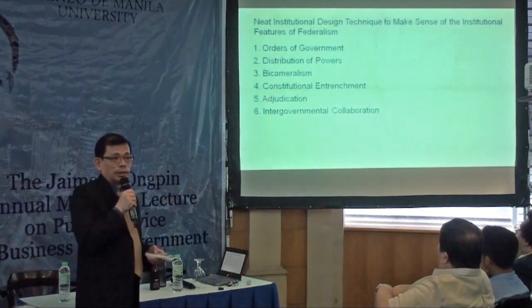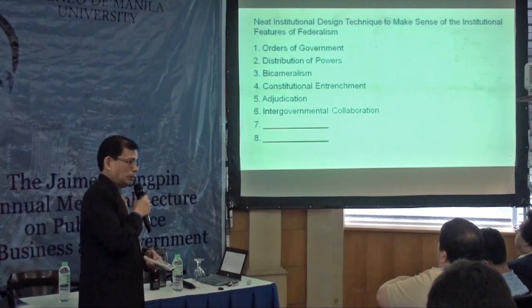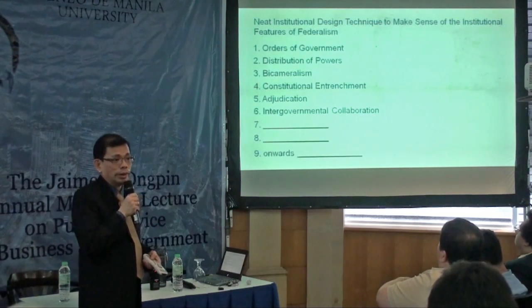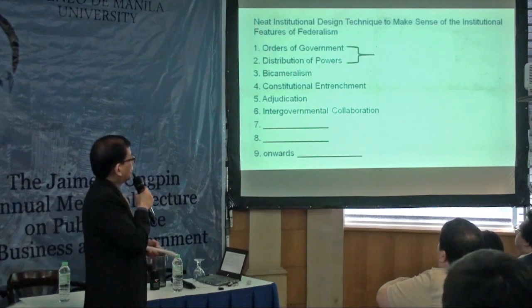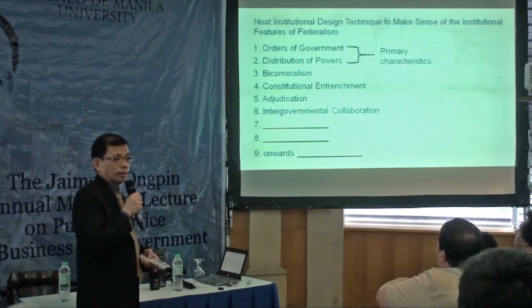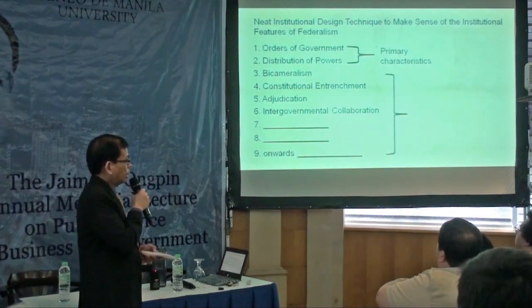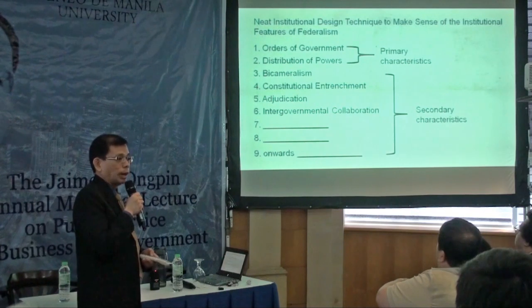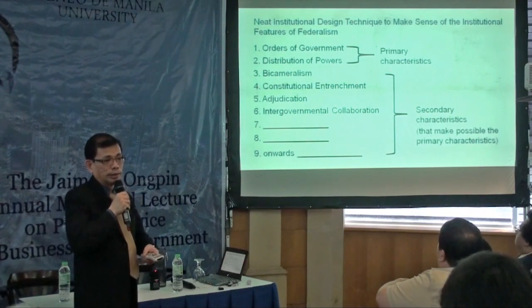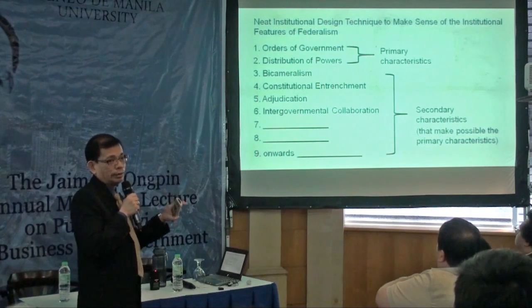You have seen the six features discussed by Watts. Some scholars add more. Some other scholars actually add more. You could think of the first two, according to Lijphart, as the primary characteristics. And the other features are simply secondary characteristics that make the primary characteristics possible. This is a common institutional design technique in terms of identifying first order rules and second order rules.